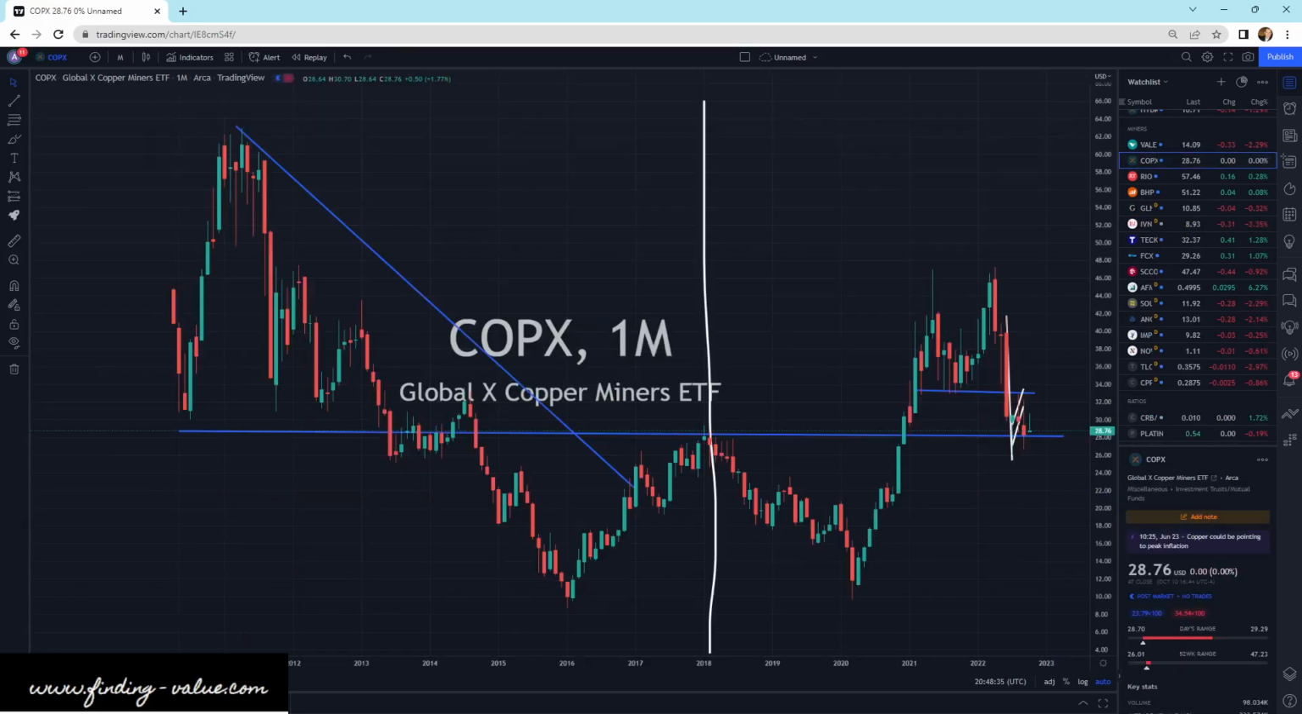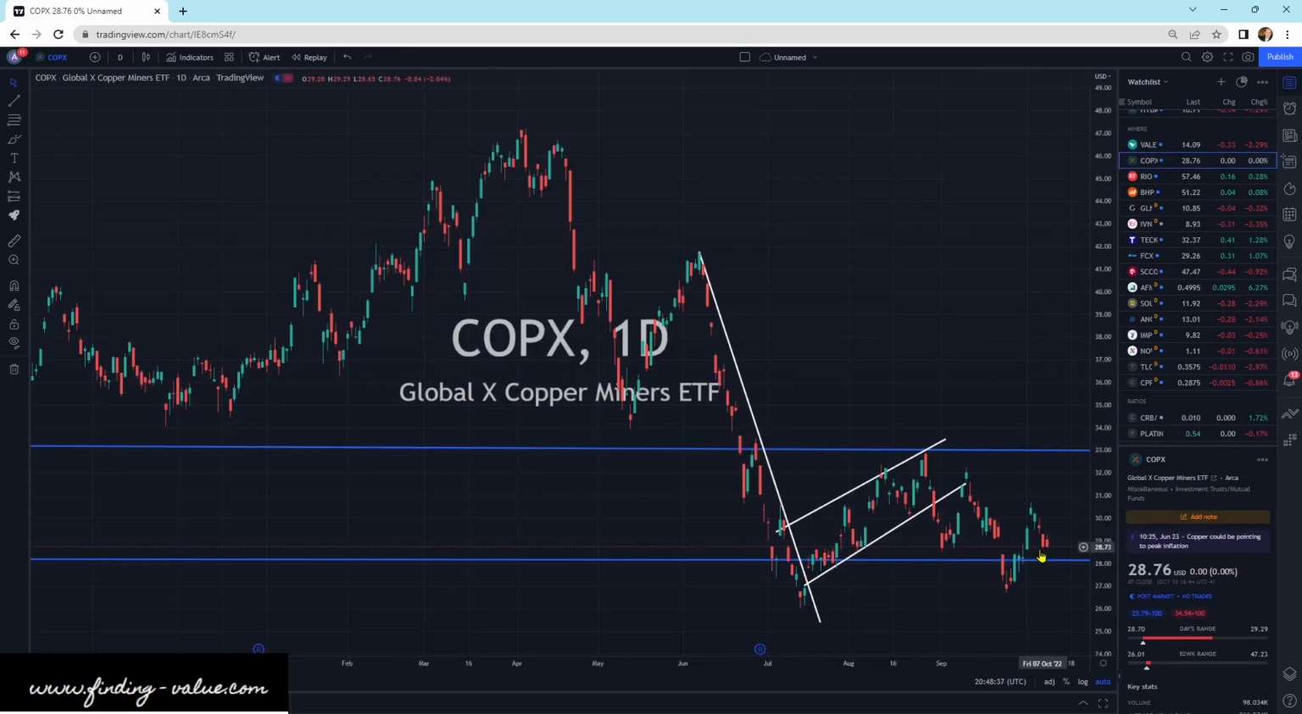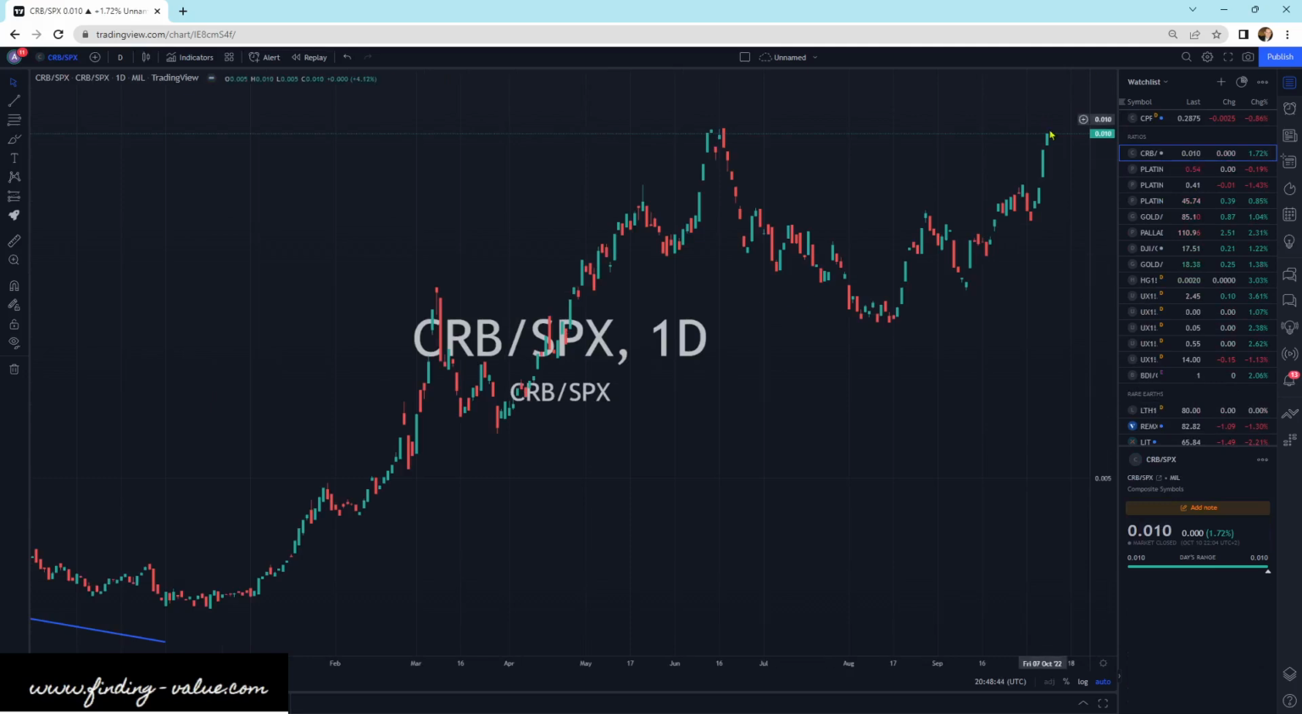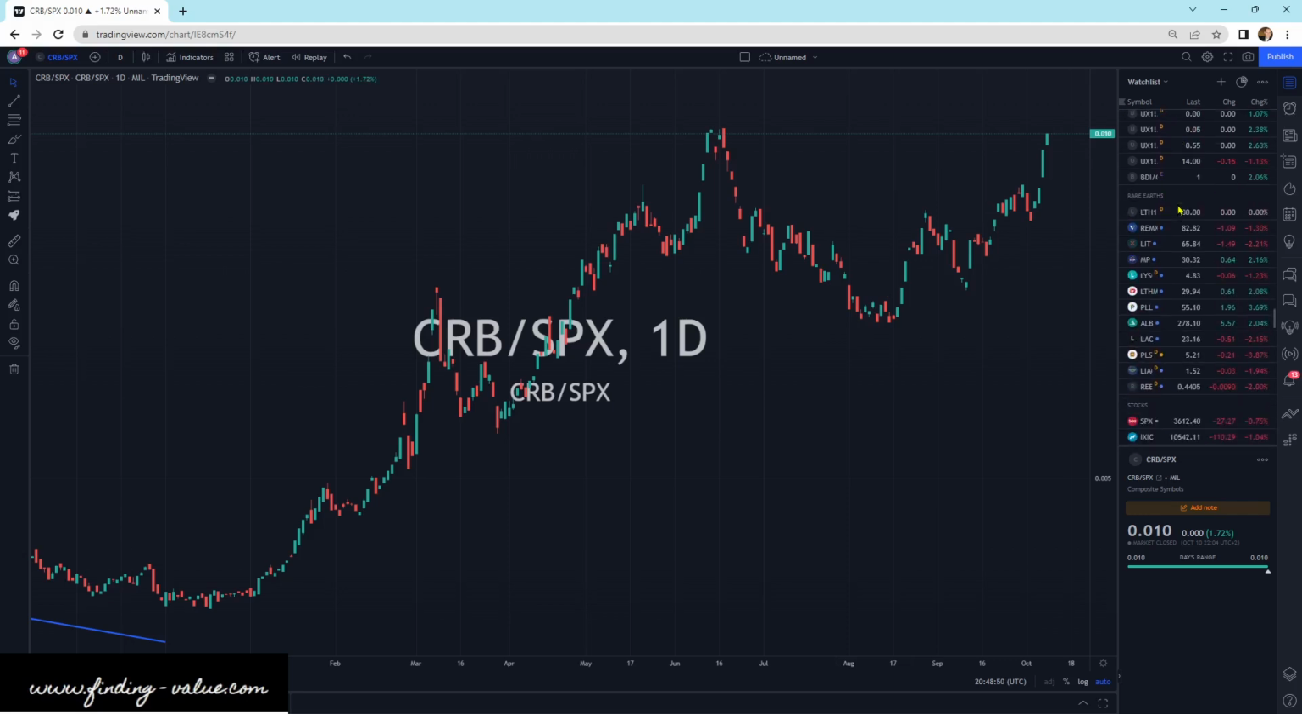COPX moving sideways today, just moving sideways above support. CRB to S&P 500 rocketing higher. That actually looks really good from a ratio perspective for commodities outperforming the S&P 500.